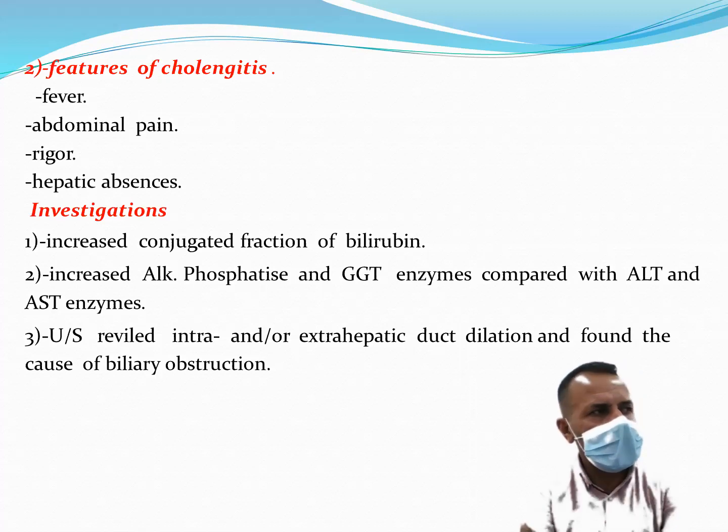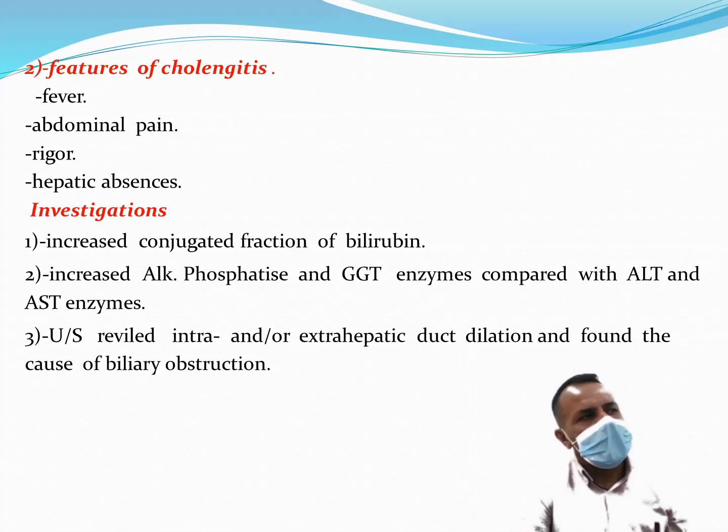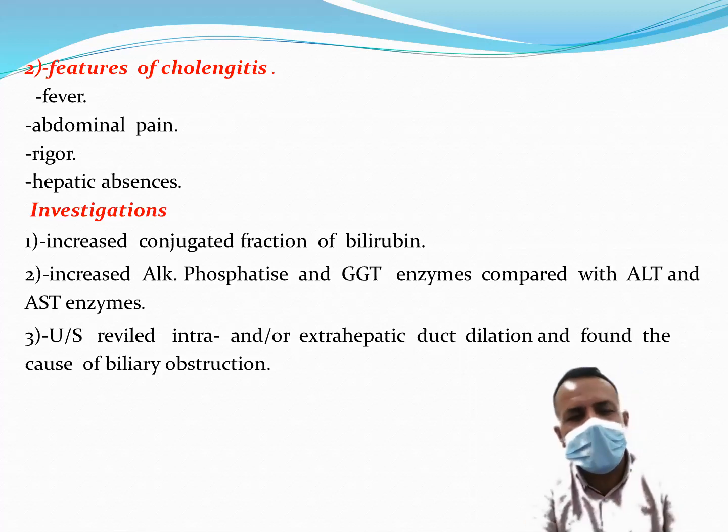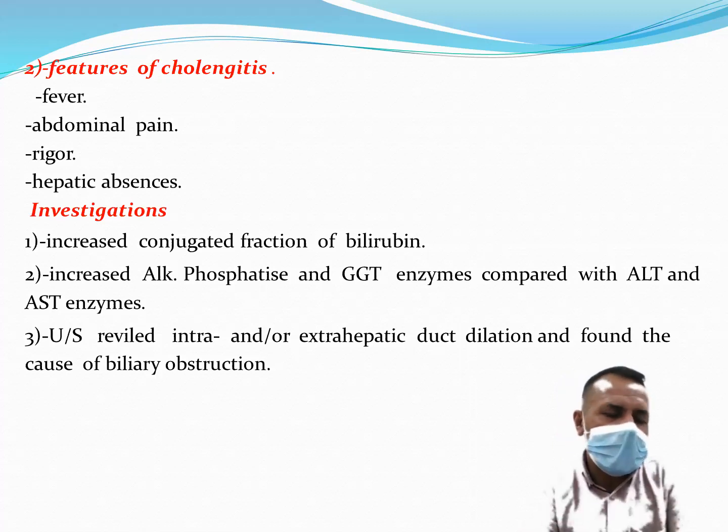When we do a blood test, the bilirubin is mostly conjugated. Second, increased alkaline phosphatase and gamma-glutamyl transferase enzyme, more than ALT and AST. This is the opposite of hepatocellular, where ALT and AST are more than alkaline phosphatase. Here in obstructive jaundice, alkaline phosphatase is more than ALT and AST.